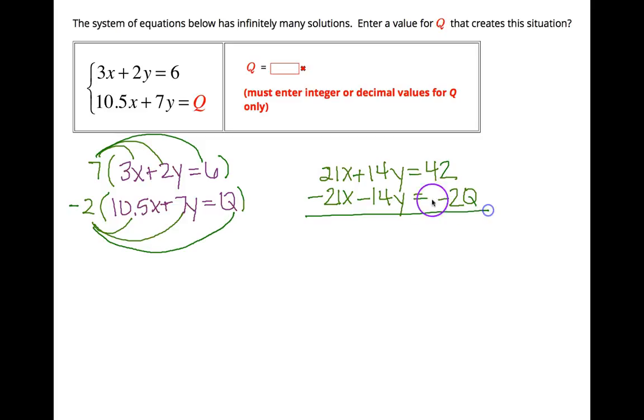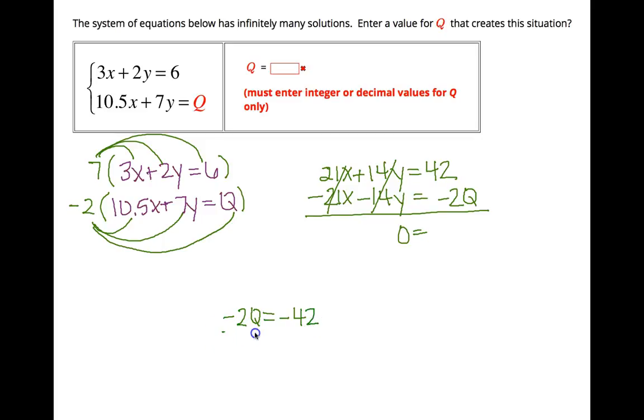So what's nice here is these eliminate, leaving 0. These eliminate, leaving 0. So we need this to also equal 0 for it to be a true statement. So what I need to do now is find a way to make 42 plus some number equal 0. Well, the only way to do that is if you can make this term a negative 42. That way, 42 minus 42 will be 0. So in this case, we want the negative 2q term to somehow equal a negative 42.